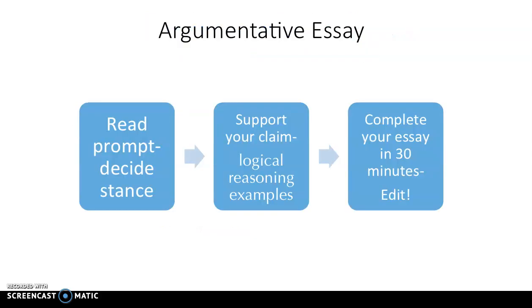The argumentative essay asks you, in just 30 minutes, to read the prompt and decide a stance. You then support your claim using logical reasoning examples. You write multiple paragraphs, you have clear transitions from one idea to the next, and you complete your essay in just 30 minutes. Hopefully, you also save some time for edits at the end.